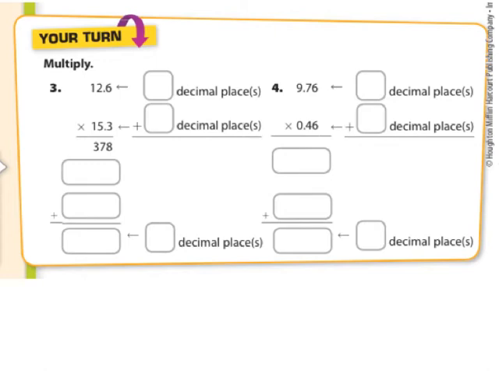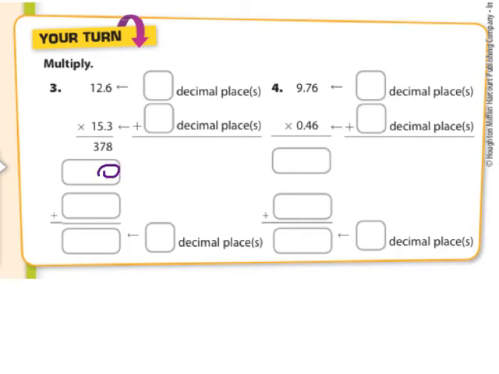Okay, so let's look at the Your Turn questions down there at the bottom. We have 12.6 times 15.3. They went ahead and did the first row for us, the 3 times 6, 3 times 2, and 3 times 1. That gave us 378. And now we're going to continue with the multiplication. You do it just like normal.